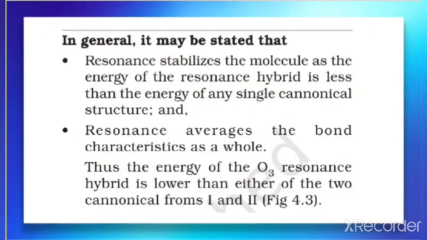In general, it may be stated that resonance stabilizes the molecule, as the energy of the resonance hybrid is less than the energy of any single canonical structure. So we can say that resonance stabilizes the molecule. Why? Because the energy of the resonance hybrid is less than the energy of any of the resonating structures. Resonance averages the bond characteristics as a whole.